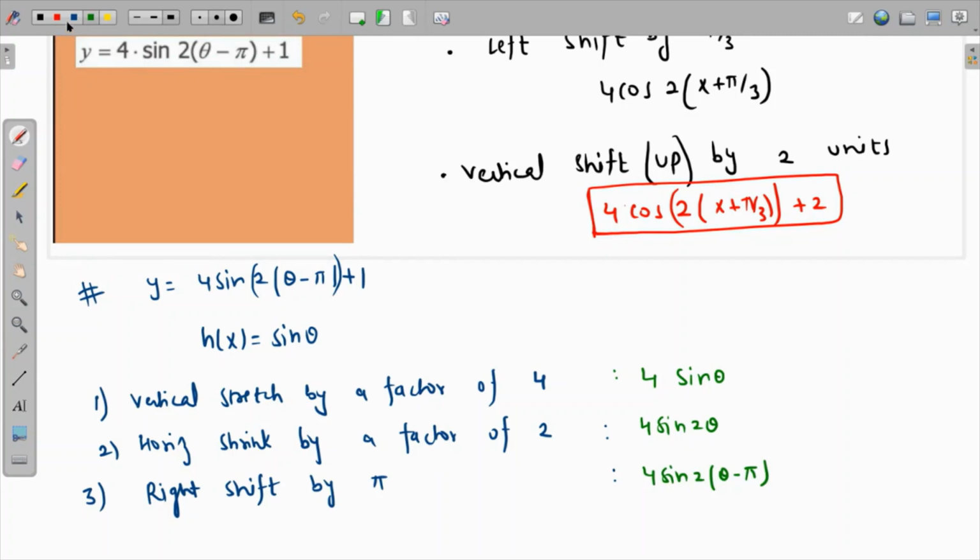And finally, a vertical shift, and that is also upwards, because this is plus 1, by 1 unit. This will give us 4 sine twice theta minus pi, plus 1. So this is the final answer. Thank you.